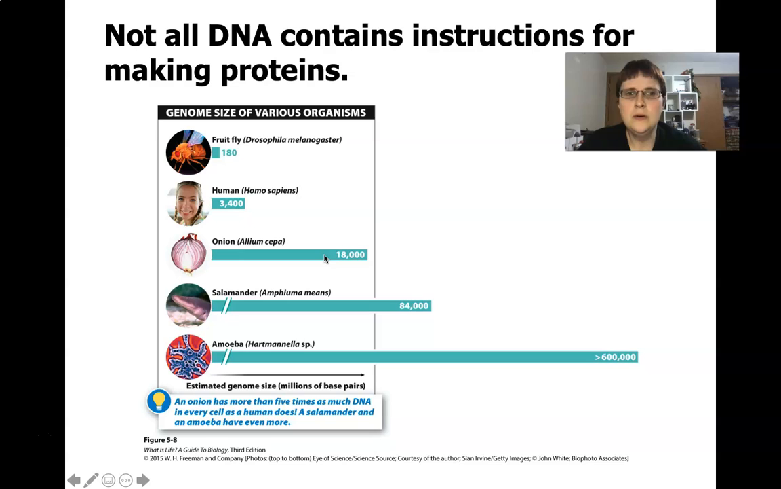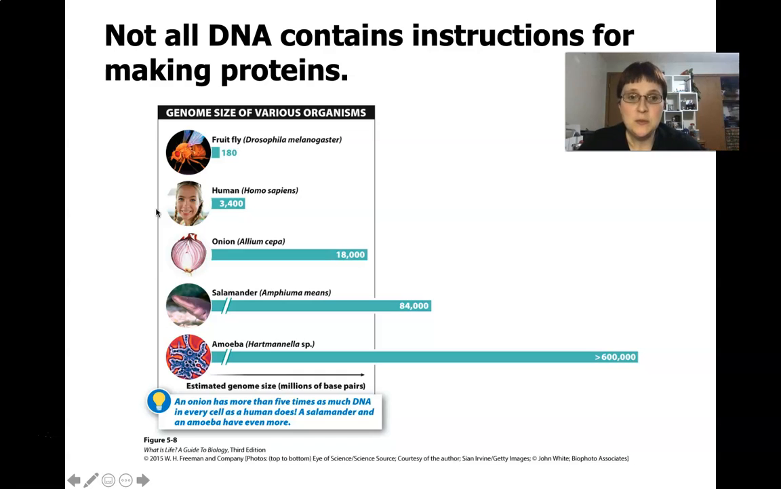And I know that onions don't cut their chromosomes into an insanely large number. Think about like corn. Corn only has 10, and it's a little more along the lines of an onion. Salamanders, on the other hand, you can see have 84,000 base pairs, and an amoeba is a single-celled organism, right? And they have 600,000 base pairs in their genome, right? So think about that. A single-cell organism has an insanely large number of base pairs in their genome compared to something like a fruit fly or a human.